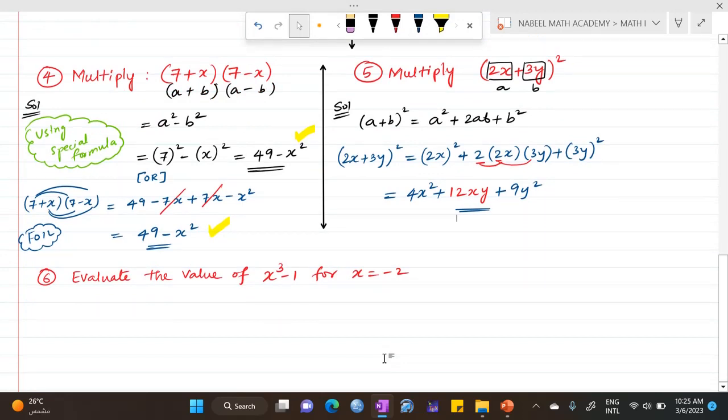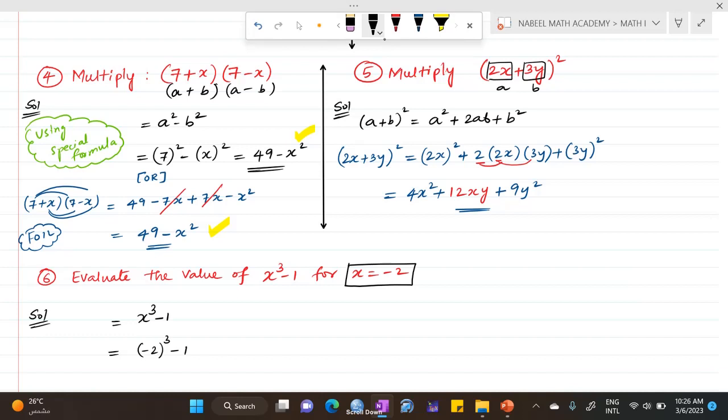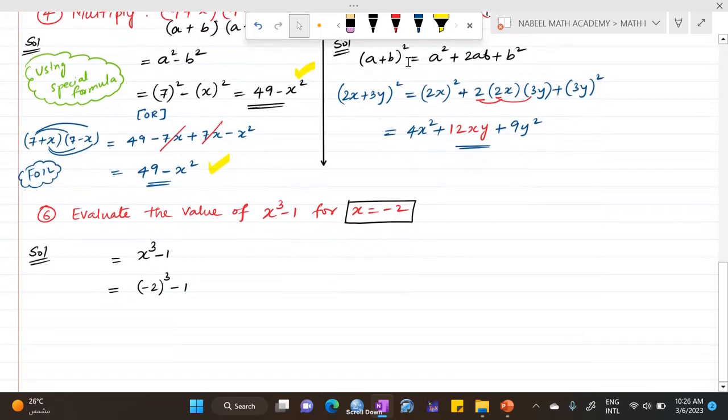Now the last problem we will have here: evaluate the polynomial for the values. So here the x value is given by minus 2. I just replace in place of x. So the given polynomial is x power 3 minus 1. I will replace x with minus 2, power 3, minus 1. So what is minus 2 power 3? Since it is an odd power, the value will be minus 8, minus 1 equals minus 9.